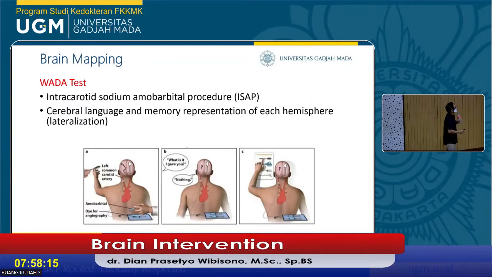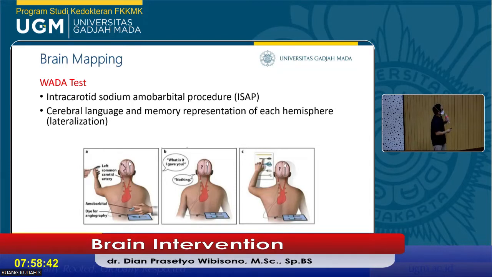Okay. Next is about the brain mapping. This is the first brain mapping, which is the WADA test. The WADA test is also called the intracarotid sodium amobarbital procedure. Why? Because we use this substance, sodium amobarbital, which is injected via the carotid artery, intracarotid.